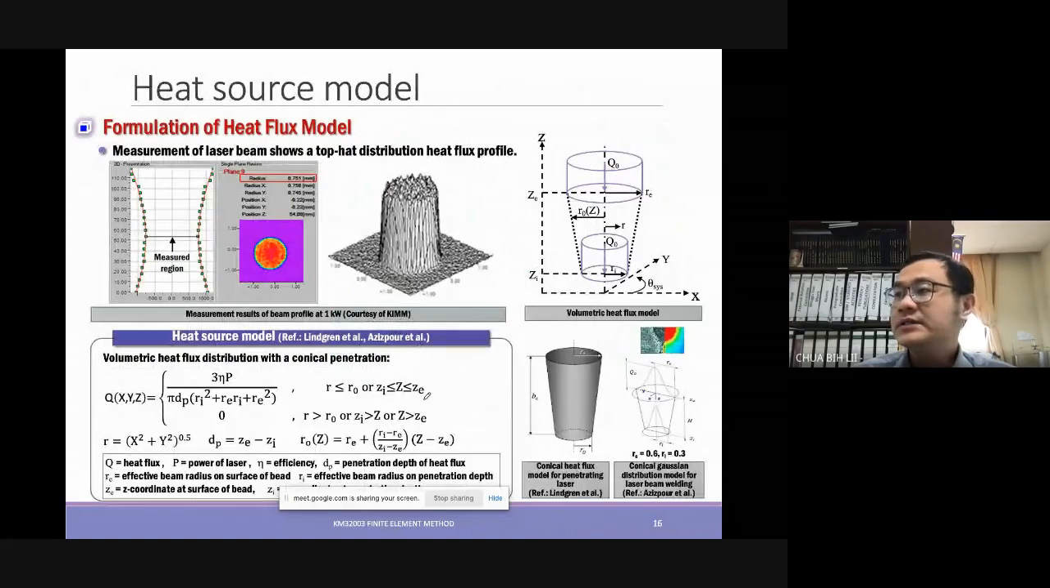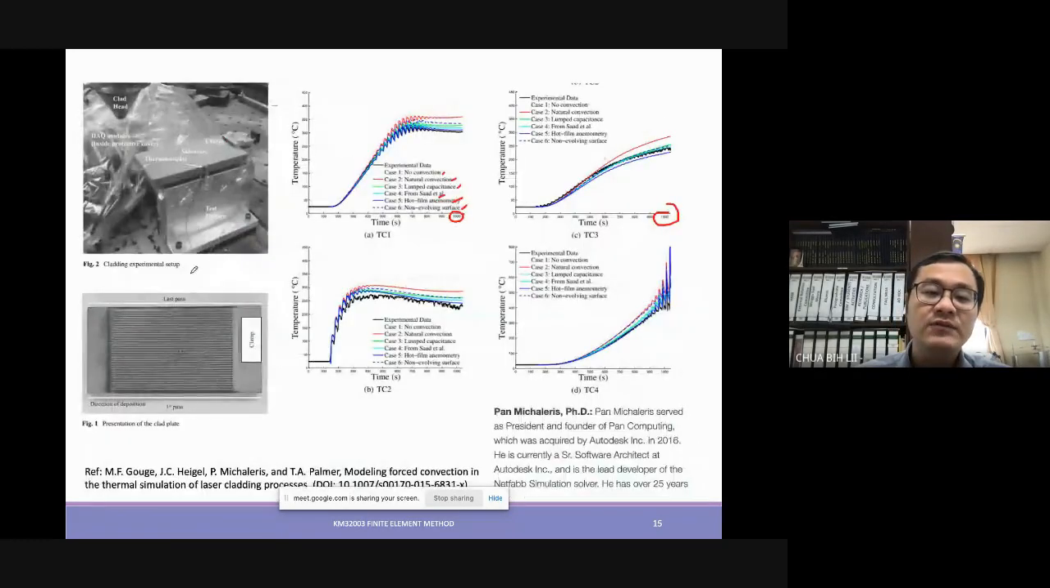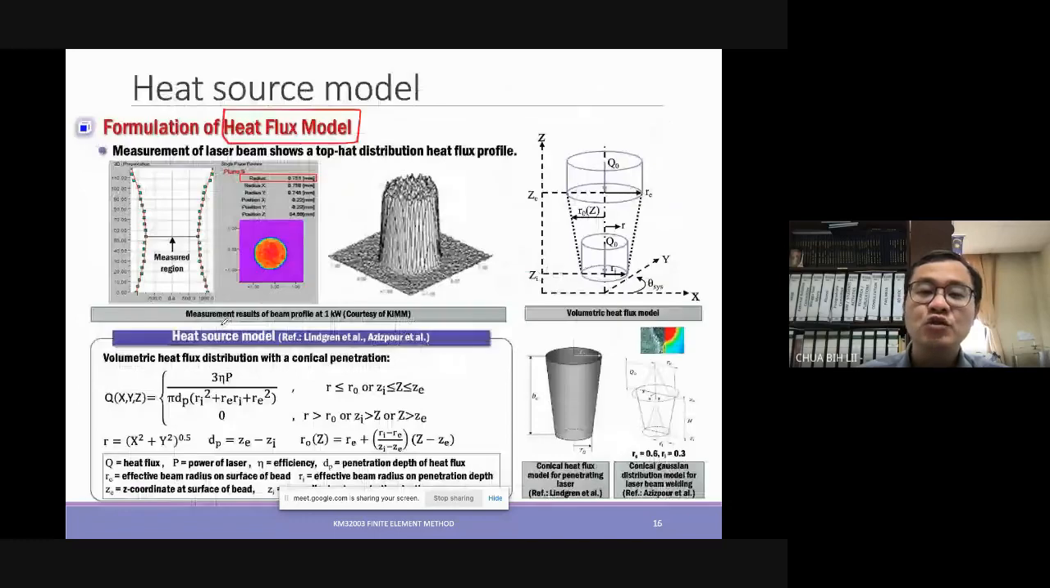Okay, so here is another application, where before we can apply a finite element software, we also need to formulate the heat flux model. This heat flux model is particularly important when we are dealing with, let's say, laser melting. If we want to investigate how the laser melting would affect, or how the temperature is transferred from a laser to a surface, we would want to build a mathematical model to represent the laser.